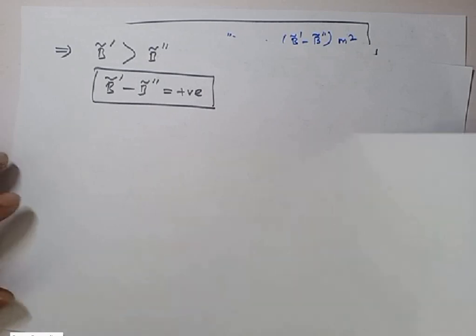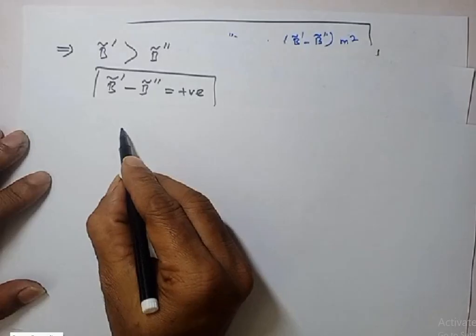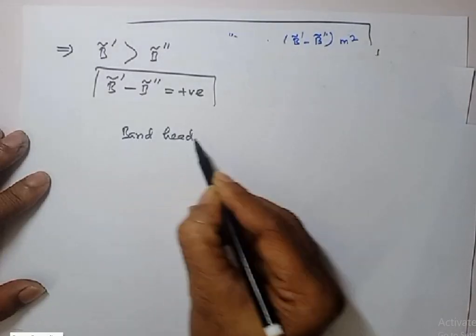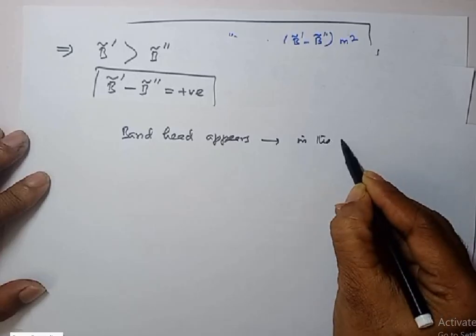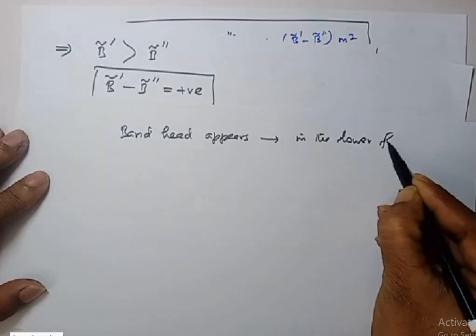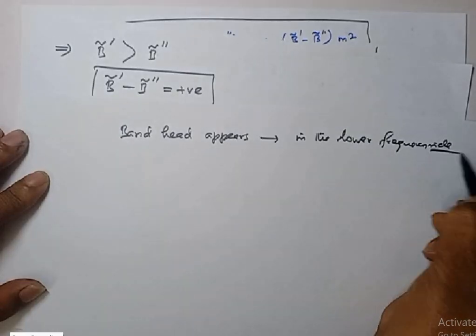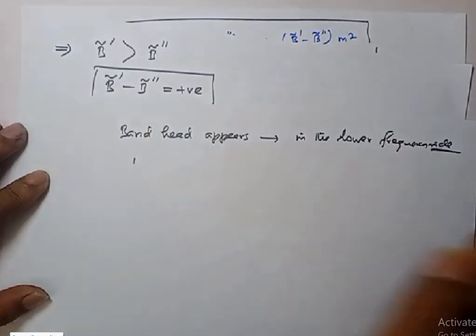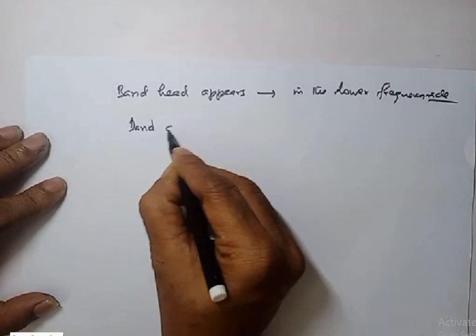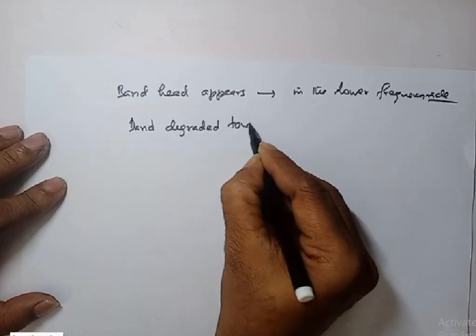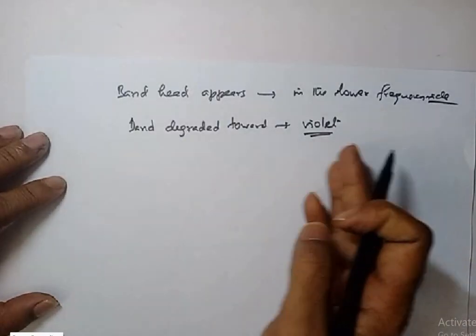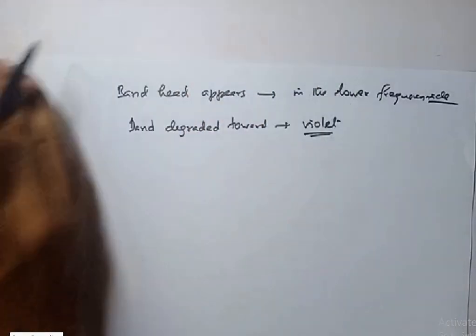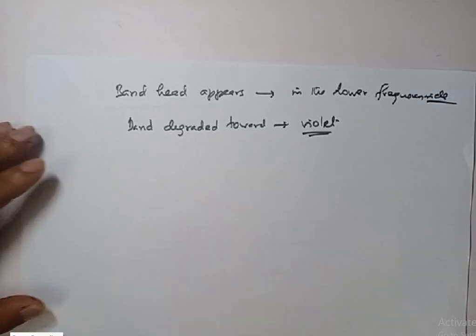Now what will happen? As M increases, we get a band head. The band head appears in the lower frequency side, and the band is degraded towards the higher frequency region, called violet. So we get a band degradation in the violet region, and we get the band head in the lower frequency side or red region. Take it.